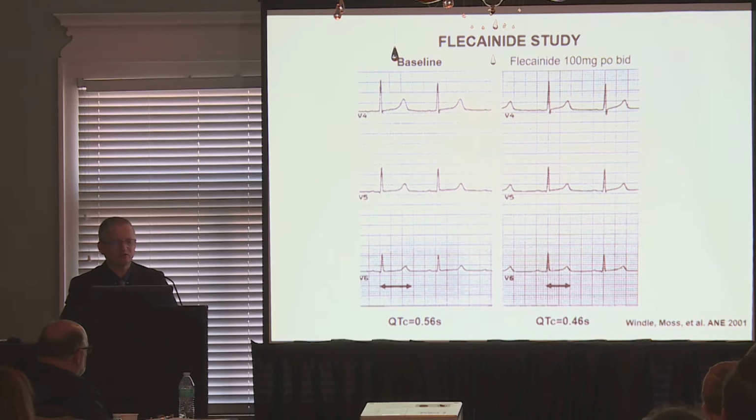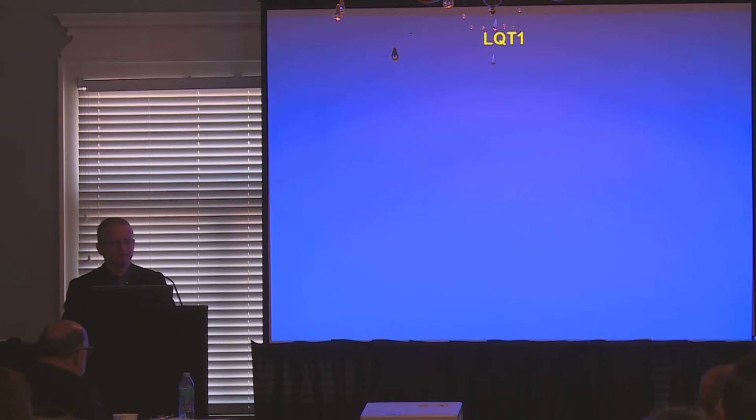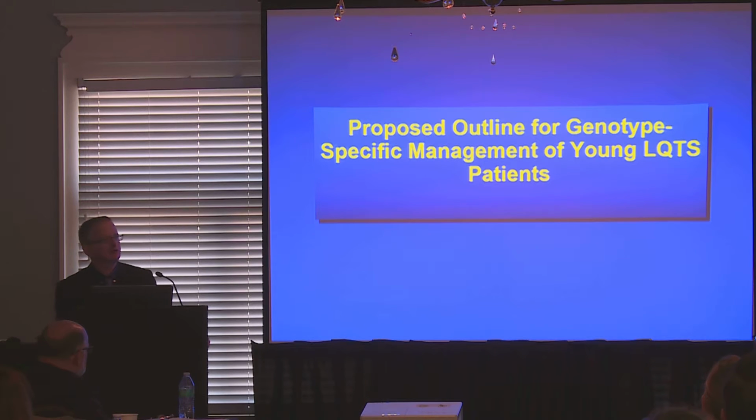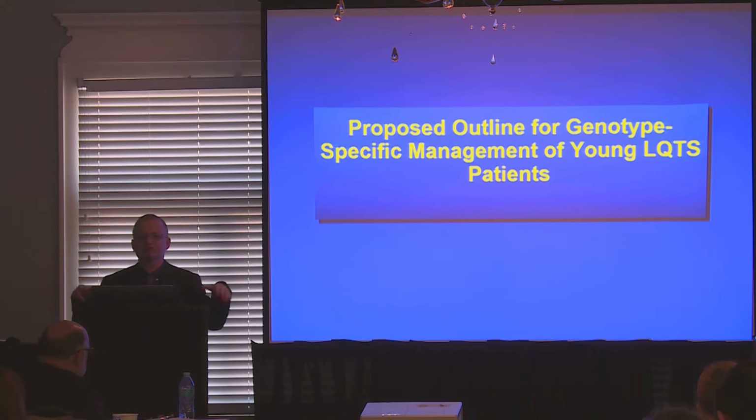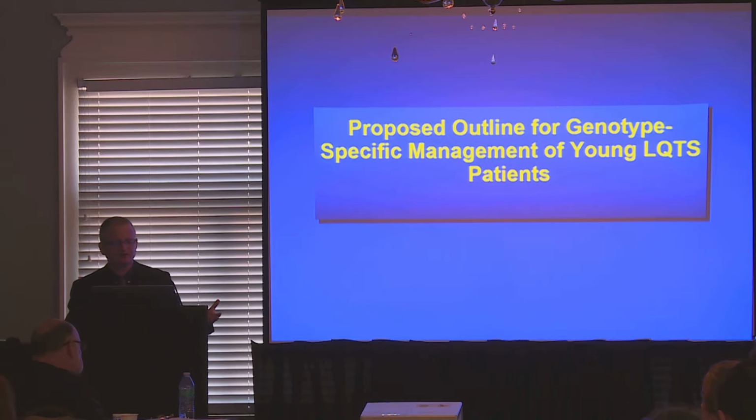And this is a study that we did, and we showed that there was a reduction by 100 milliseconds when giving flecainide to an LQT3 patient. So now, in general, this is just a general description, we can propose an outline for genotype and even mutation-specific risk and therapy in LQTS patients.